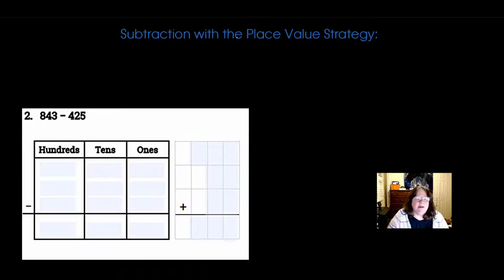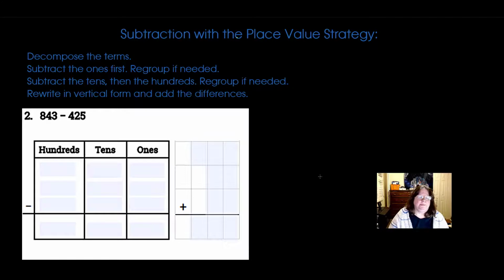Now remember, the number right here is the minuend. It's the number that we're subtracting from, and both of these numbers are called terms. Technically this is the minuend, this is the subtrahend, but we're not going to worry about that right at this moment. Okay, let's look at our steps. Our steps are somewhat similar for all of these different methods. We're going to decompose the terms.